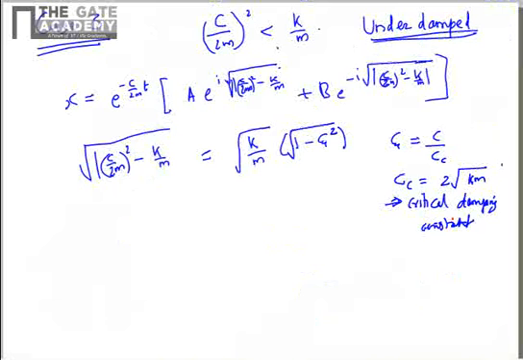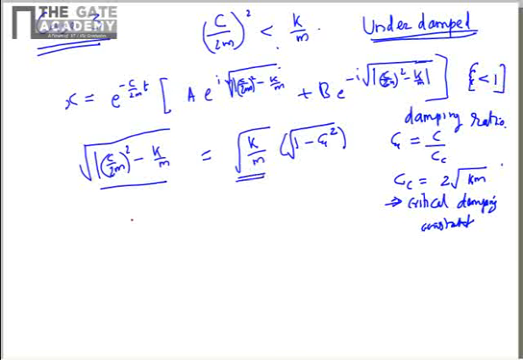So I've written the key observation from the third case here. Under damped case, (c by 2m) whole square is less than k by m. And this expression inside the square root, if you simplify, comes as a multiplication of square root of k by m multiplied by the damping ratio. Zeta is the damping ratio, since ζ is less than 1 for this case.